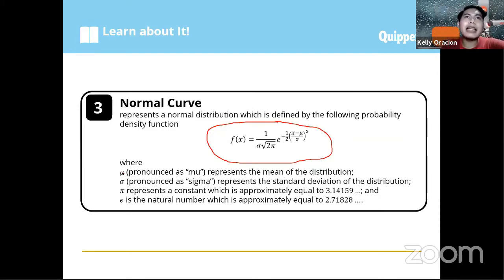Ang pagbasa nito is mu. Mu means the mean of the distribution. Ito siya, sigma. Sigma means the standard deviation of the distribution. Okay? You need to familiarize these symbols. This is the mu, ang ibig sabihin, this is the mean of the normal distribution. Then itong sigma, also called the standard deviation of the distribution.